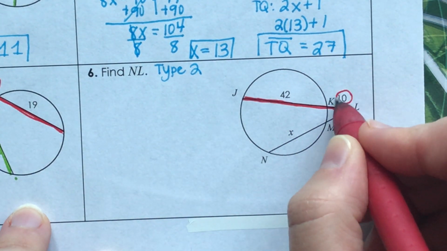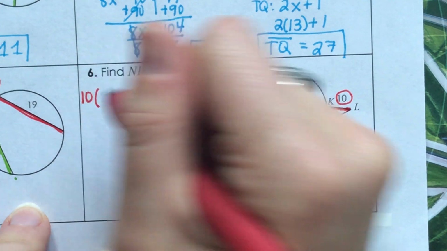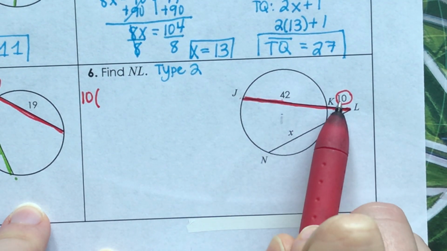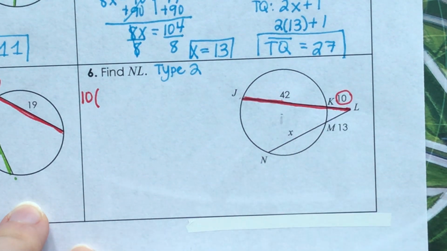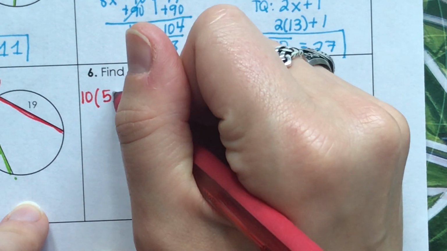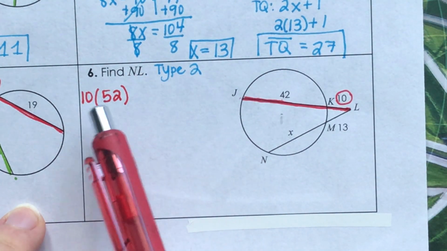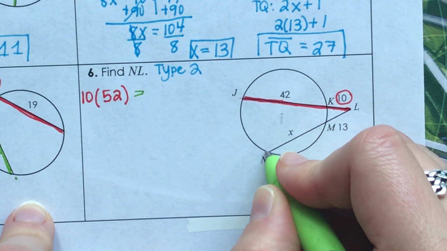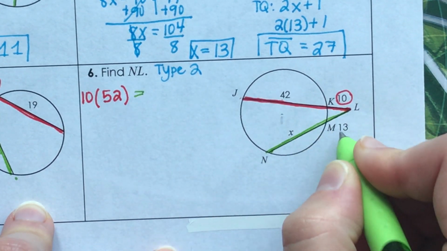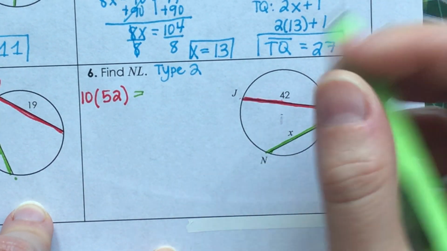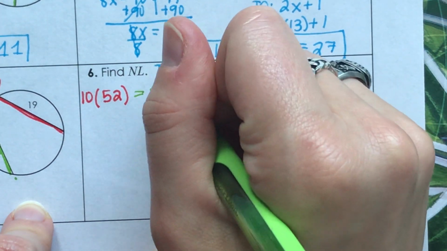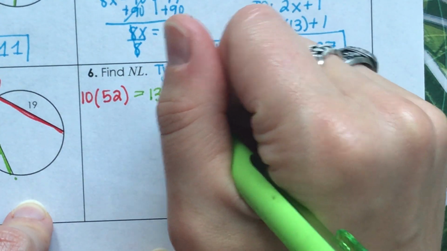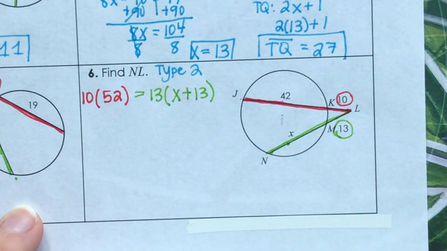So the outside would be 10 times the whole thing, which would be 42 plus 10. 42 plus 10 gives me 52. So if you want to write that out, you can. If you want to skip straight to that step, you can skip straight to that step. Equals. Now I'm going to do the other one. Outside times the whole. So outside is 13. The whole thing is x plus 13, or 13 plus x, whichever way you want to write it.